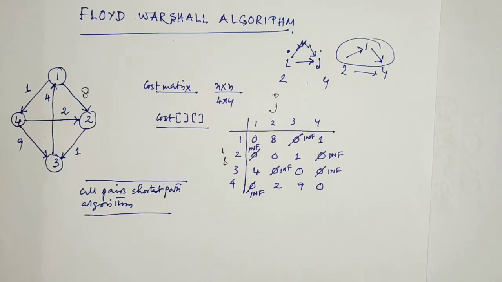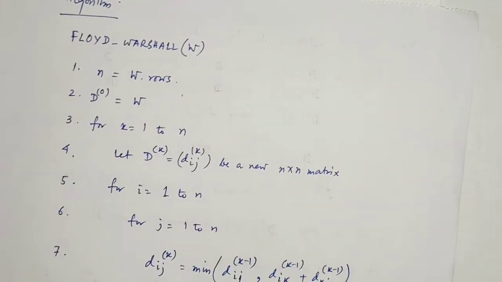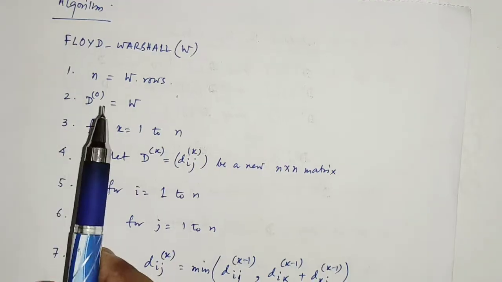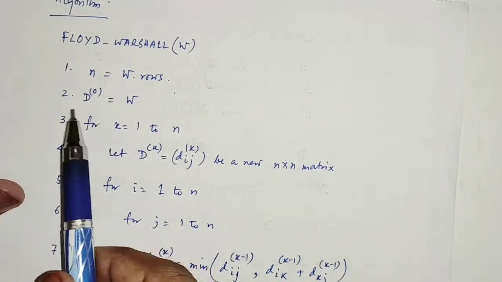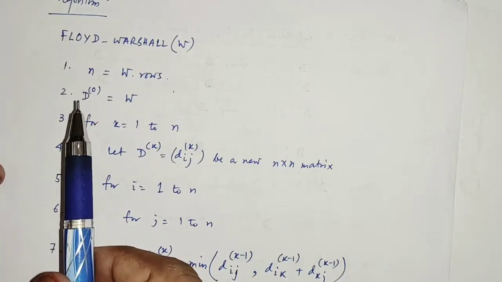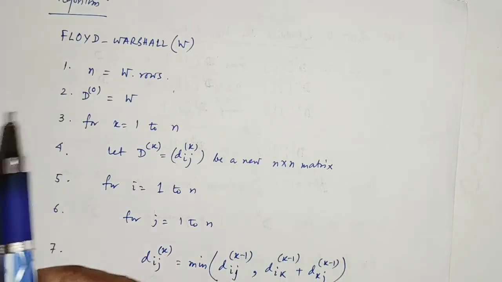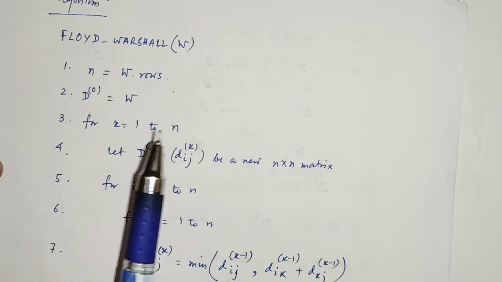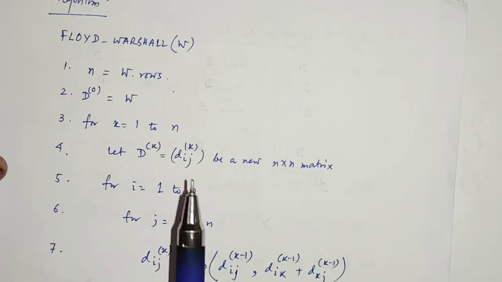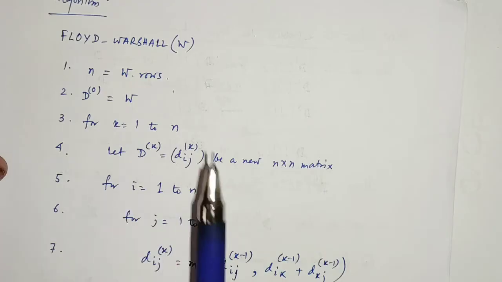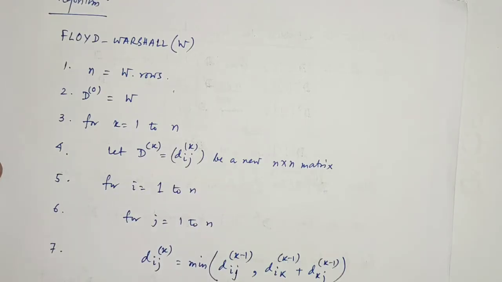That's why, if you go through the algorithm, there is a step where D is another matrix. W is basically the original cost matrix, and D is another matrix which will be used to store all pairs of shortest paths finally. And you know that there are n iterations in total, under which there will be n cross n iterations, so finally it is n cube in complexity.